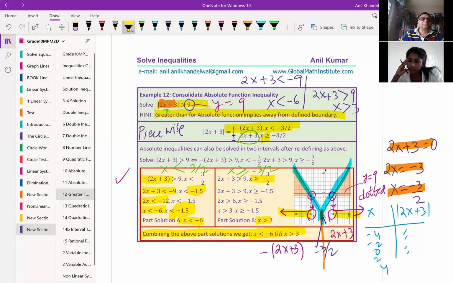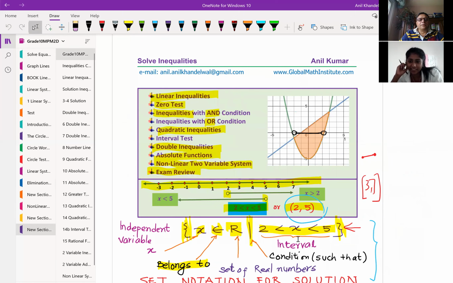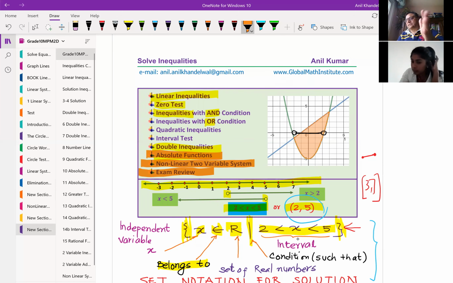We started with a lot of concepts to begin with, and there are many more things to go. We did almost up to this place. We did take some of the quadratic inequalities, but I hope with this, we have learned the whole concept of it. We will actually do some more exam review questions, and we'll also take up nonlinear two-variable systems with additional absolute functions in our next lesson. Is that clear?